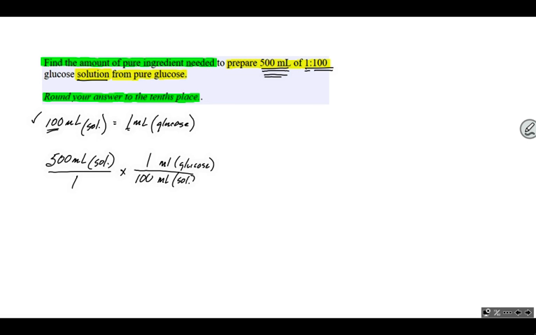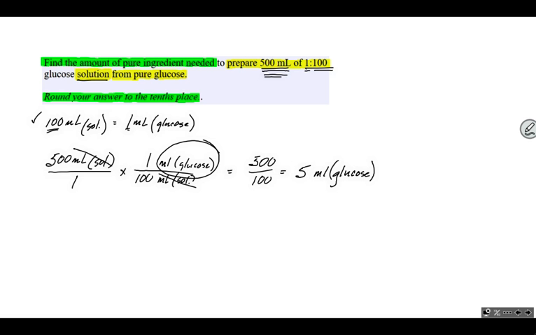We can diagonally cancel milliliters of solution here, and we are going to be left with milliliters of glucose, our pure ingredient. And numerator times numerator gives us our new numerator, so 500 times 1 is 500. Denominator times denominator, 1 times 100 is 100. That's pretty easy math. 500 over 100 is just 5. Our units remaining are milliliters of glucose here, so mL of glucose. And that's our pure ingredient, glucose.